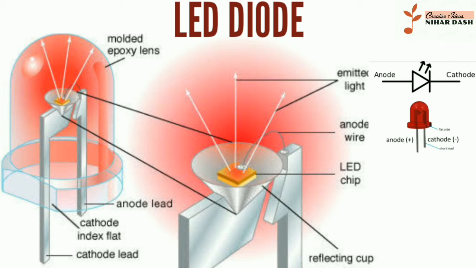When a forward biased current, IF, energizes the p-n junction, it emits light at a wavelength defined by the active region energy gap, EG. Working principle of light emitting diode. How does a light emitting diode, LED, work?